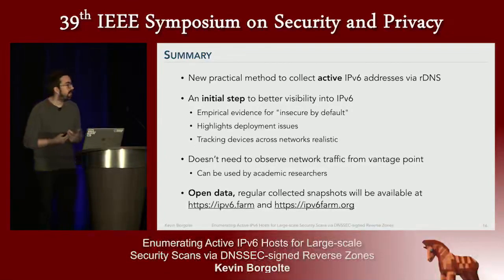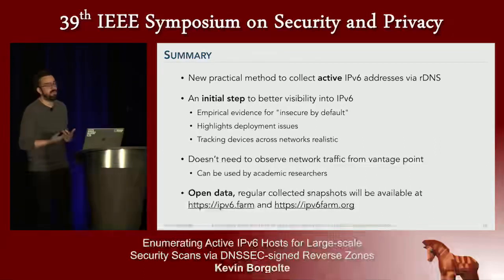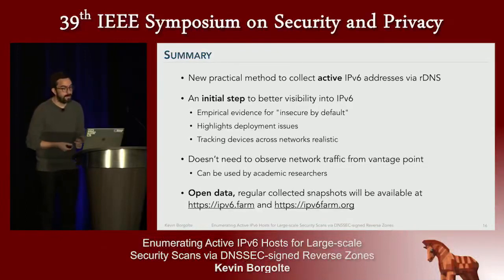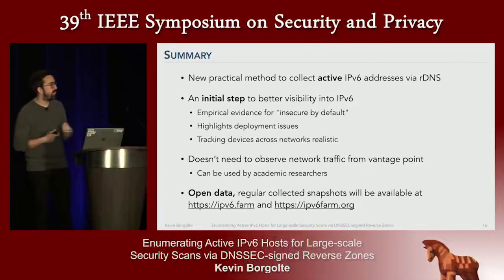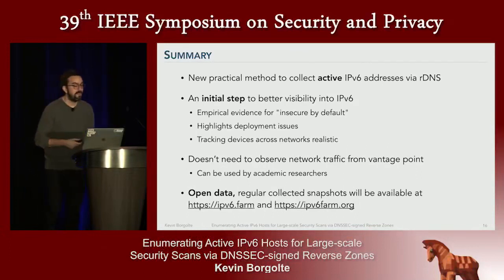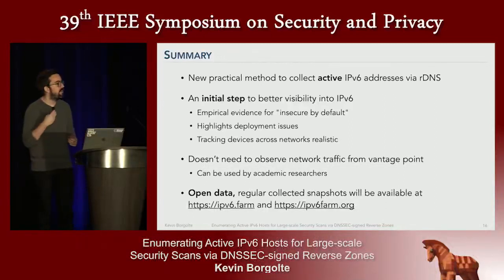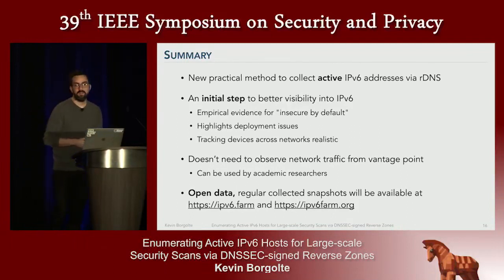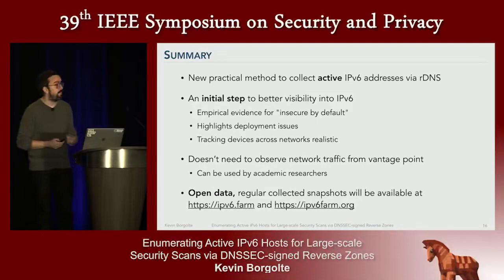There's also the benefit that the approach that I talked about doesn't actually require you to have a network vantage point, because you don't need to collect DNS data in a passive way, for example, at the DNS recursor, but you can actively query the zones and enumerate this yourself. And lastly, because we think that this is going to help bring a large part of IPv4 scanning to IPv6, we are going to make the data that we've collected as well as regular snapshots of new scans that we're going to do in the future publicly available on the website ipv6.farm or ipv6farm.org.